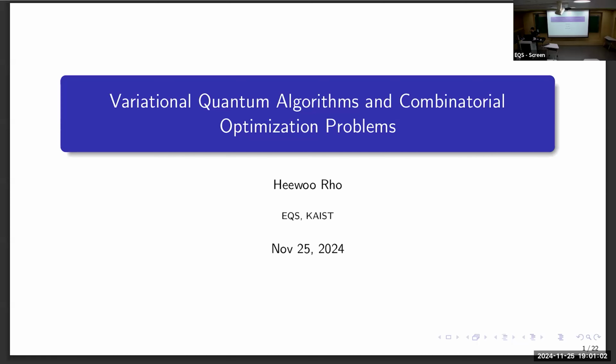I omitted some equations and exact definitions of mathematical terms, so I hope you understand.